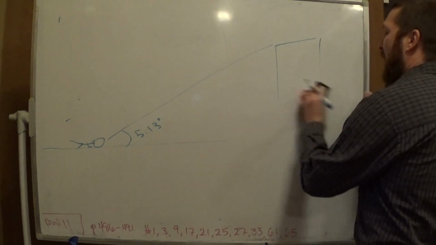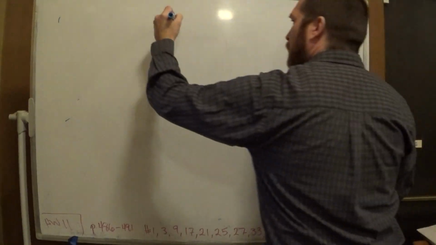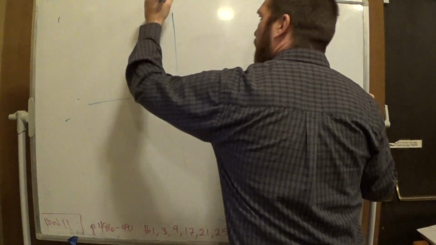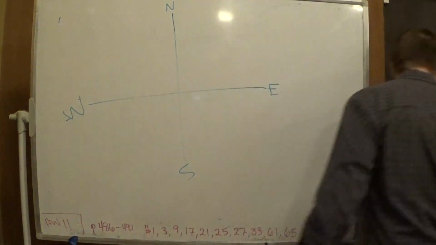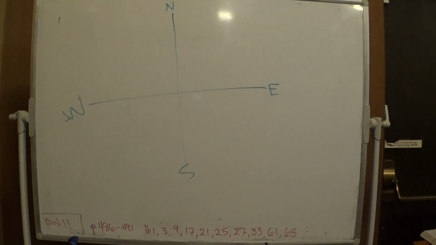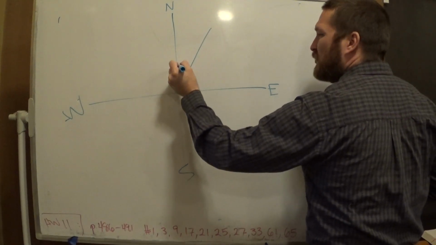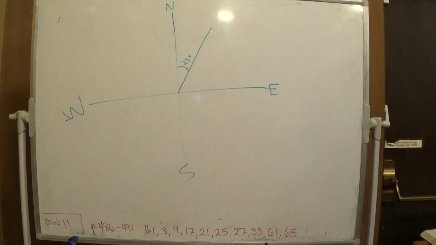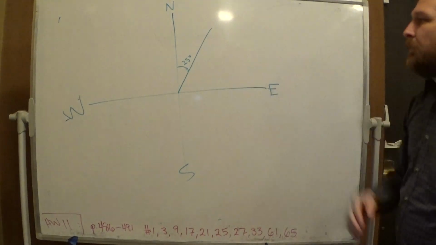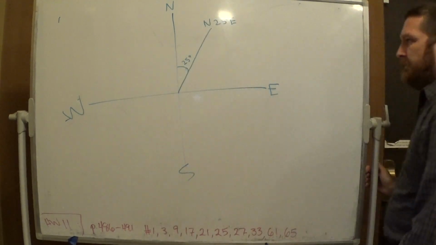One more thing, and that's bearings. On a map, you have north, east, south, and west. And a bearing is given in the following way. I'm copying straight out of the book. Let's say that this angle from here to here is 25 degrees. Then this bearing, this direction, would be reported as north 25 degrees east.